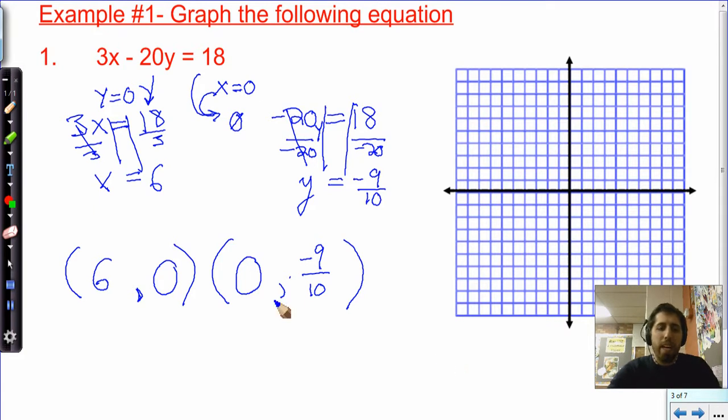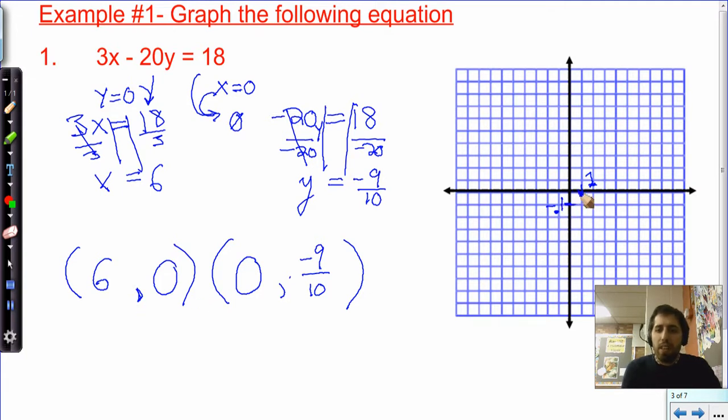Well, what do I need my x scale to be? Well, I know it goes from 0 to 6, so that's pretty basic. Let's leave our x scale at 1, so just going to go up by 1 each hash mark. What does our y do? It goes from 0 to negative 9/10. What I'm going to do here is make this one negative 1/10. I could do it as a fraction, but I'll do it as a decimal, negative 0.1.